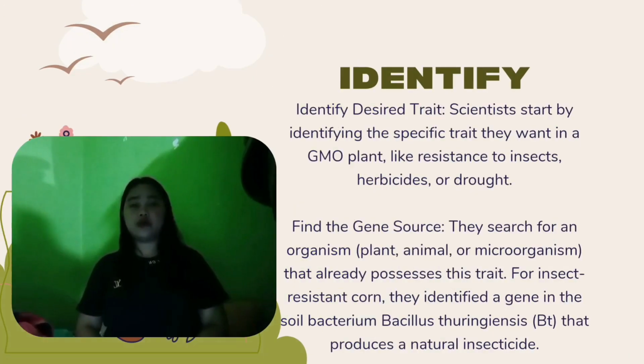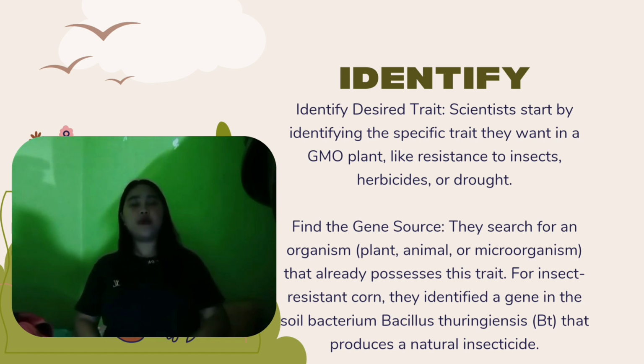The first is identify. They start by identifying the specific trait they want to introduce into a plant. This trait could be something like resistance to insects, herbicides, or drought. Once they have identified the desired trait, they then search for a gene source that already possesses this trait. This gene source can be found in various organisms such as plants, animals, or microorganisms.